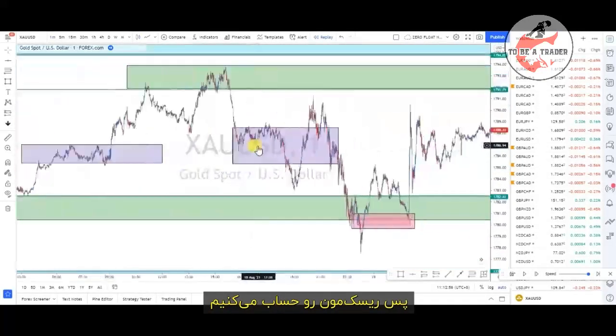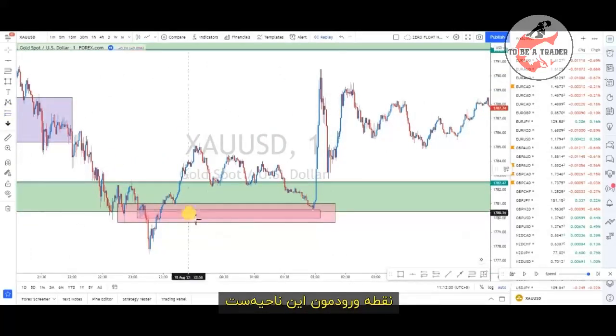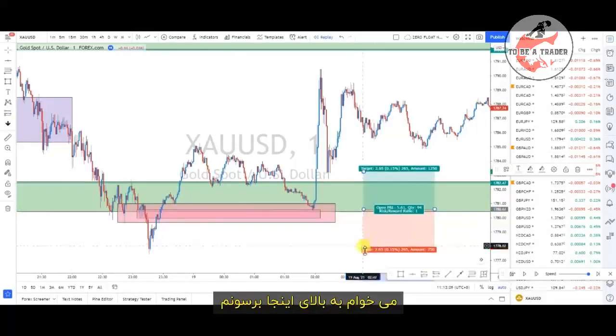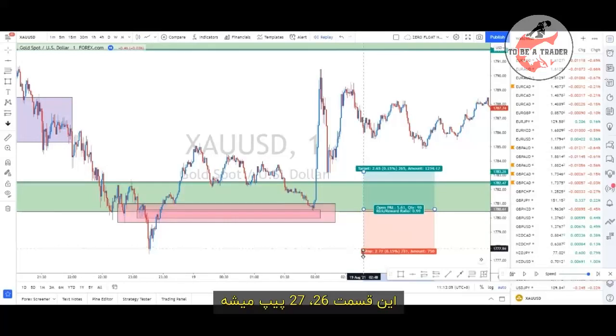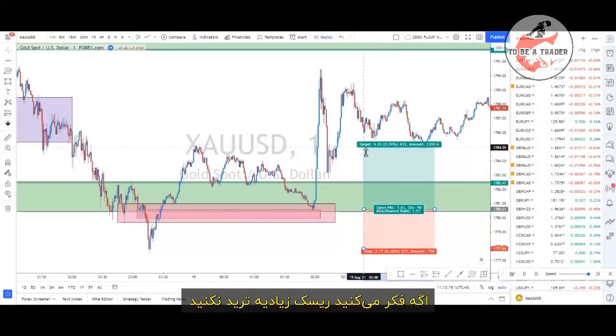Okay, guys, so I'm going to put this as a long position. Long. Our entry point is this area here. Okay, so I'm going to risk this head here. This risk is about 26-27 pips. So guys, if you think that the risk is very big like this case, then we do not trade. Okay, if you think that the risk is big, you do not trade.